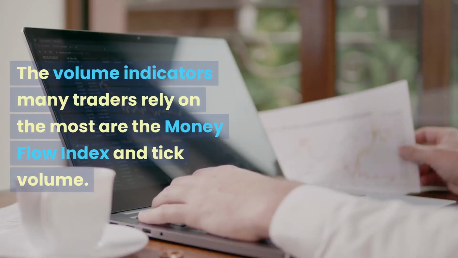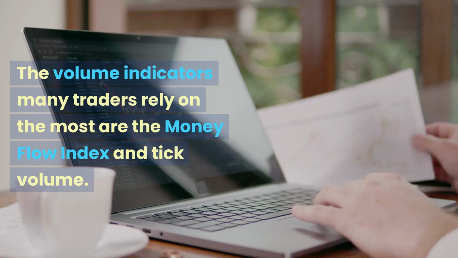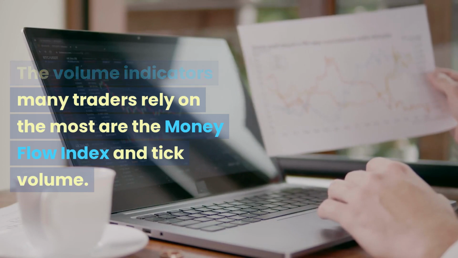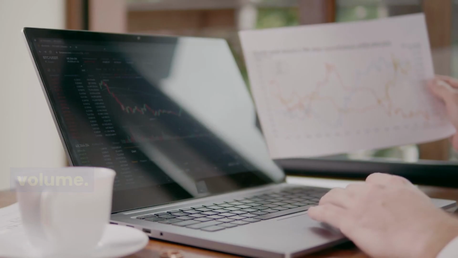The volume indicators many traders rely on the most are the money flow index and tick volume. Again, I keep repeating myself, but they are to be used in confluence with other indicators. That's how you're going to become consistent as a trader.